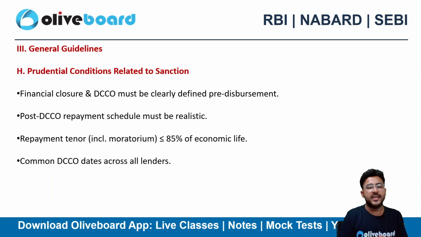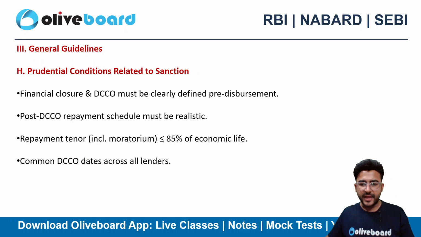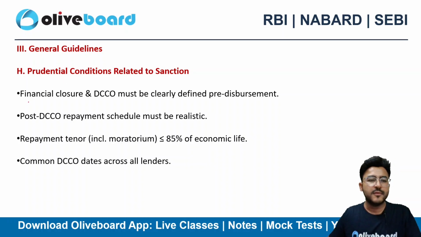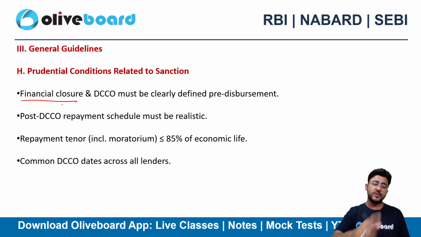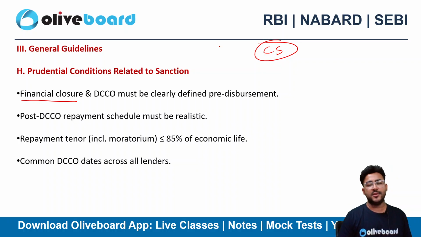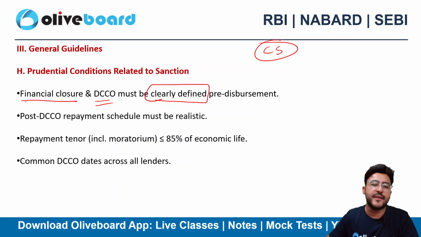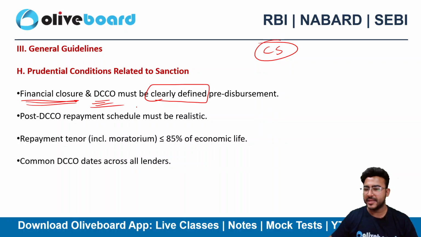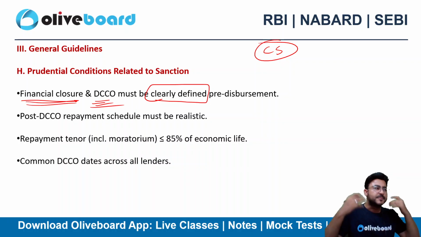Prudential conditions related to sanction. How you will be getting the sanction, right? The bank will be sanctioning your loan, right? So when you will be getting the sanction, there are some predefined conditions. Financial closure. First, close the finances. Tell your capital structure whether you have achieved 90% of the stated cost or not. So financial closure and DCCO must be clearly defined. Clearly define your financial closure and DCCO, date of commencement of commercial operation, right? Tell me कब से business चालू कर रहे हो.